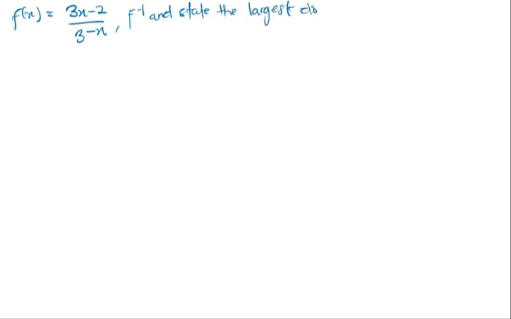So we have f of x again given to us as 3x minus 2 over 3 minus x. And we have to find f inverse, and then state the domain of f, and then f inverse. So we have to find f inverse and state the largest domain of f and f inverse. Alright, so we write down our solution.